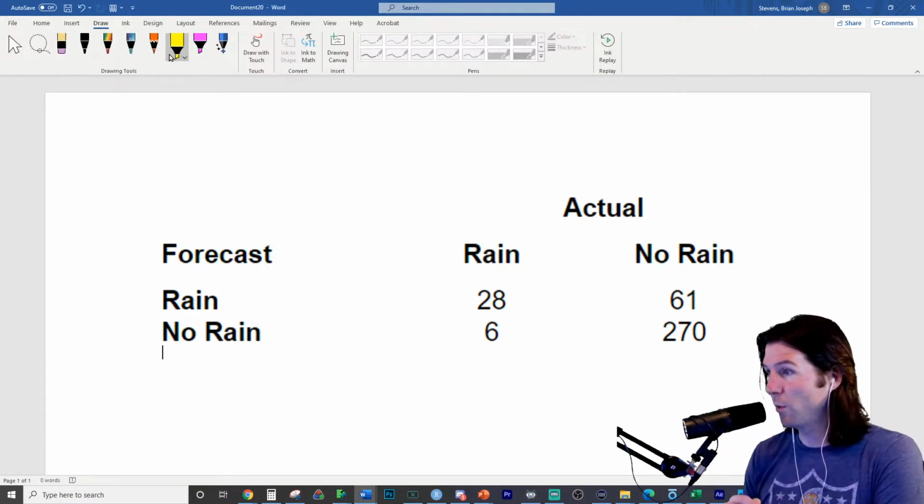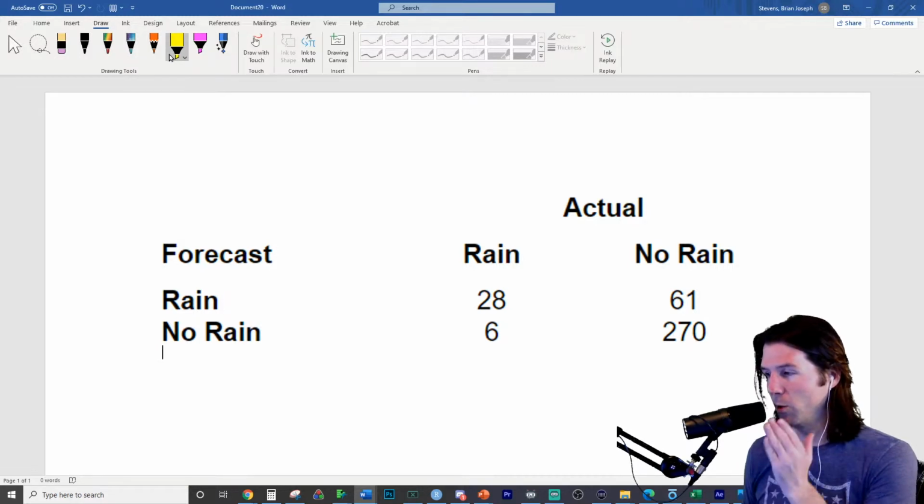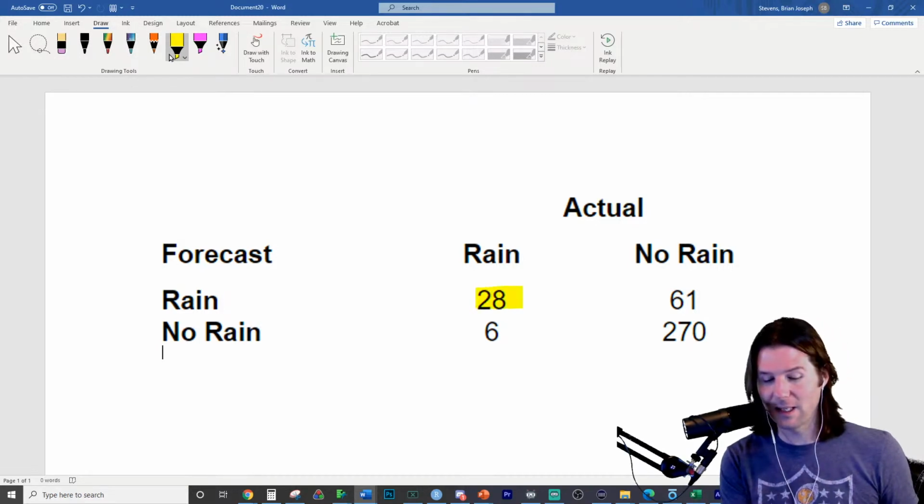Tell me a number where the forecast matches, like when you wake up and you hear it's going to rain, and then it actually does rain that day. Nice job, Kayla. That's exactly right. Here's where it matches and here's where it matches.